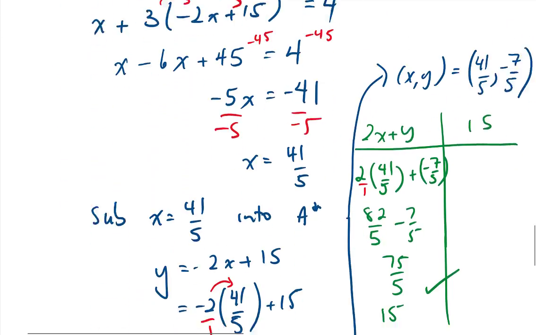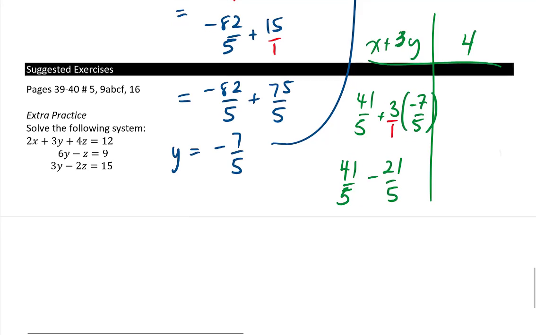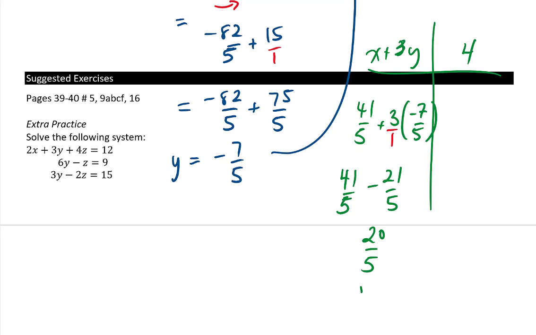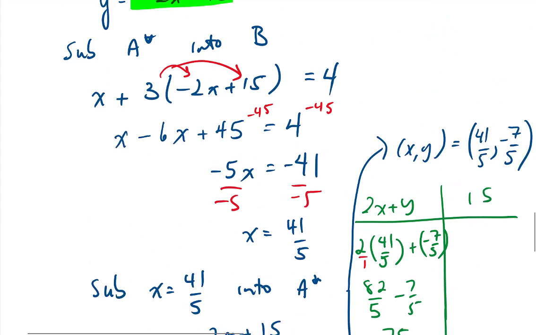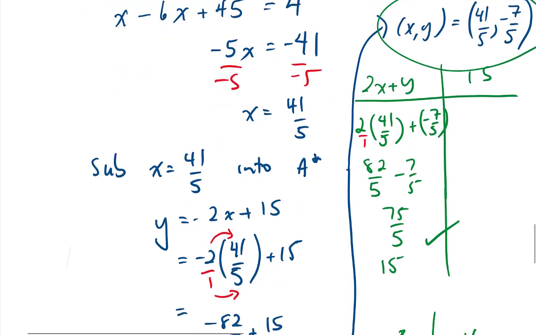So the other equation is x plus 3y equals 4. So let's do that. So our x was 41 over 5 plus 3 times negative 7 over 5. That's 3 over 1. Multiply numerator by numerator, denominator by denominator. So I get 41 over 5 minus 21 over 5. If we subtract that, we get 20 over 5, which is 4. And again, we've shown that this point is indeed the point of intersection for the equations given above. So we go back up to here. Here are the two equations. Their point of intersection is right here. And that's showing all your work.